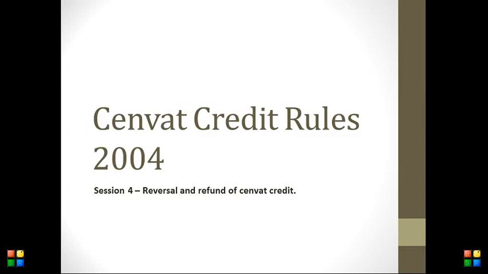Today we will start with session 4 of Cenvat credit rules, reversal and refund of Cenvat credit. In this session we will check when a company or manufacturer needs to reverse their Cenvat credit, or when they will get the refund of Cenvat credit. Refund means they will actually get cash from the government.